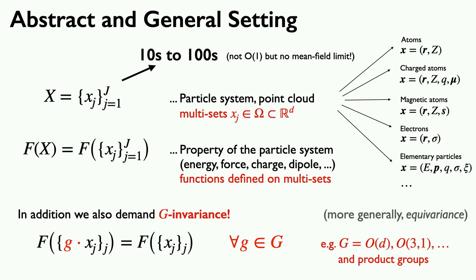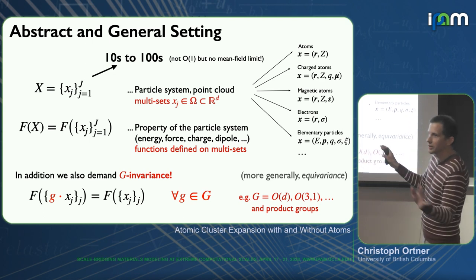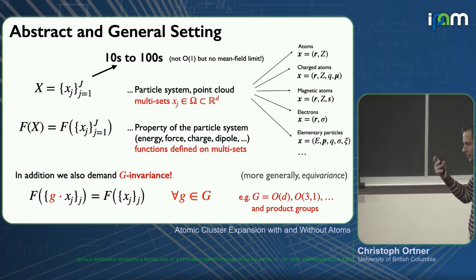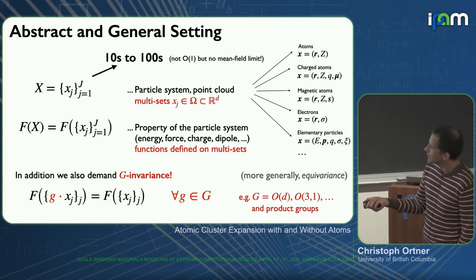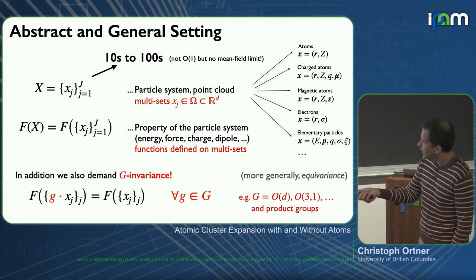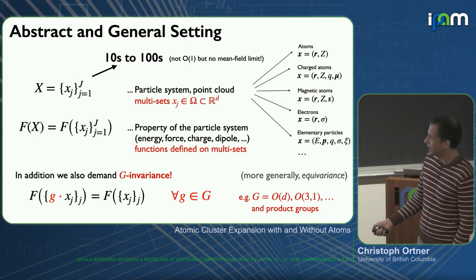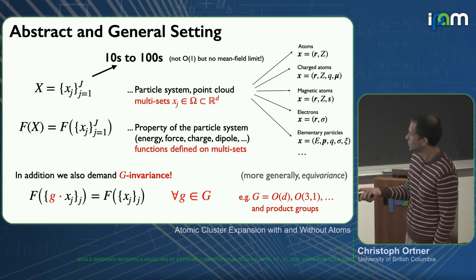The last part in this abstract setting is that these properties always come with symmetries, not just the permutation symmetry, but some other group symmetries. Usually those are Lie groups. I'm going to focus purely on invariants. There are more general cases. You can have covariant properties and all sorts, but for simplicity I'll focus only on invariant properties. I'm going to ask that this function f here, if you apply a group action to all particles, remains invariant under that action. And for interatomic potentials, that group will of course be O(3).